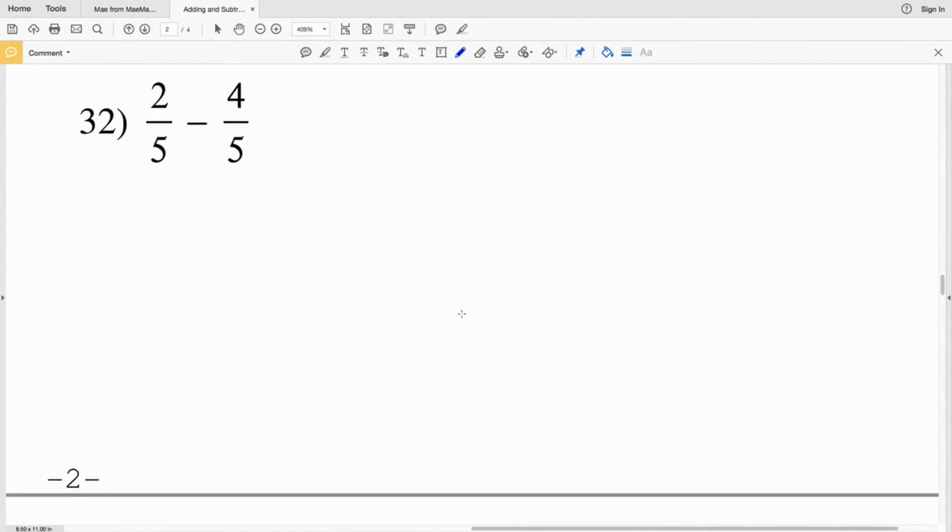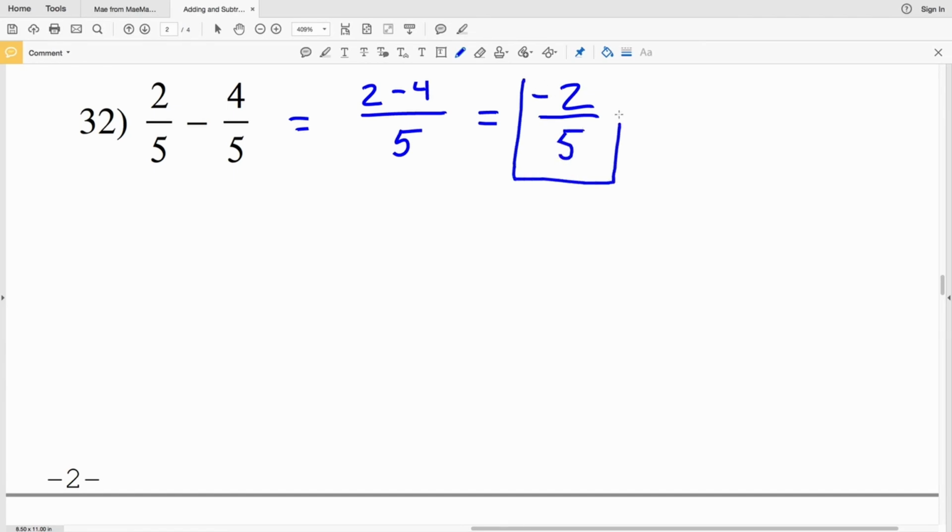2/5 minus 4/5. We don't need to find a common denominator because they're both in terms of fifths. So we have 2/5 minus 4/5. Combining the numerators together over the same denominator, we're going to have 2 minus 4 all over 5. 2 minus 4 is going to give us a negative 2 because you're starting at 2 to the right of 0 and moving 4 to the left, so you're going to end up 2 to the left of 0, which is a negative 2. And that is all over 5. So our answer is going to be negative 2/5.